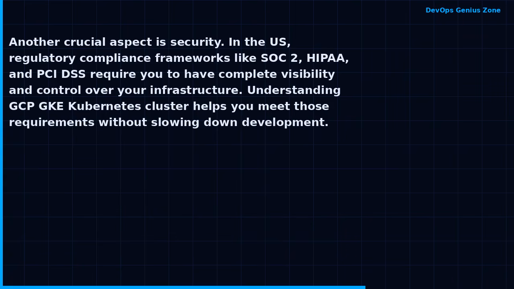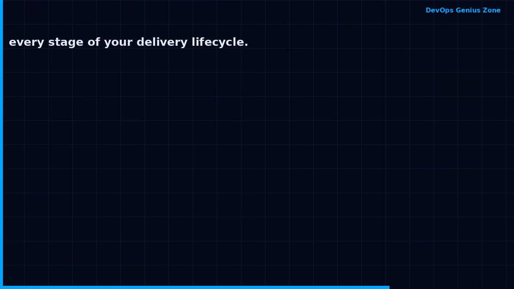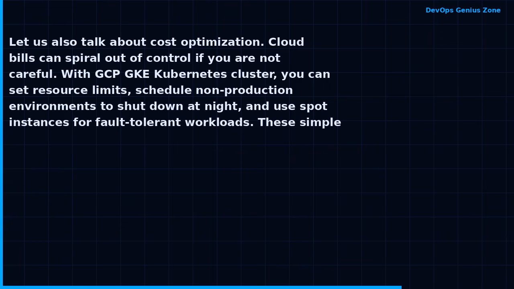Another crucial aspect is security. In the US, regulatory compliance frameworks like SOC2, HIPAA, and PCI DSS require you to have complete visibility and control over your infrastructure. Understanding GCP GKE Kubernetes cluster helps you meet those requirements without slowing down development. Always follow the principle of least privilege, grant only the permissions absolutely necessary. Also, regularly scan your container images and runtime environments for vulnerabilities. Tools like Trivy or Snyk can be integrated directly into your CI pipeline. I'll explain how to bake security into every stage of your delivery lifecycle.